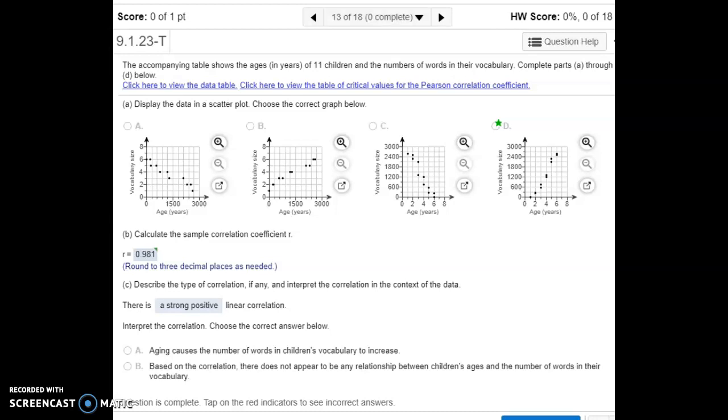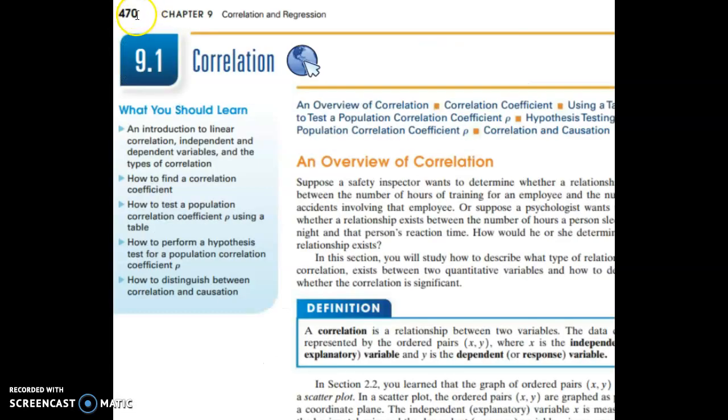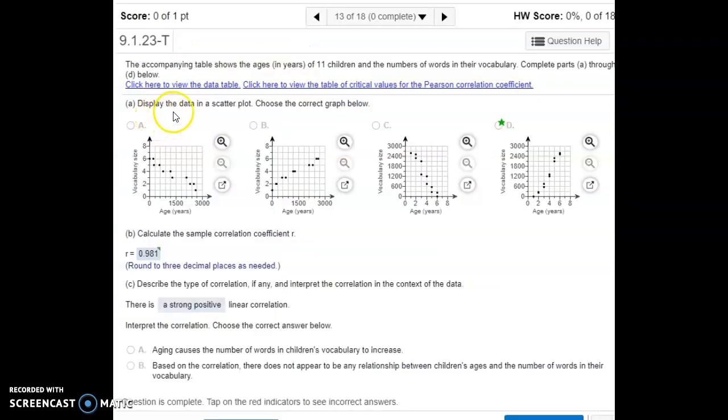In number 13, we're looking at the correlation between a child's age and the number of words in their vocabulary. We will make our explanatory variable x to be the child's age, and the response variable y is going to be the number of words in their vocabulary. First, we want to find a scatter plot that represents our data. And before we even look at the data, with age as our x-axis, there's only two options that have the correct scale for the child's age on the x-axis, and then the correct scale for vocabulary size on the y-axis.